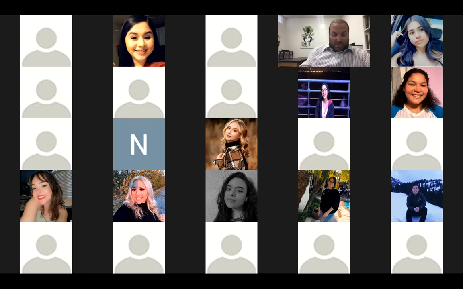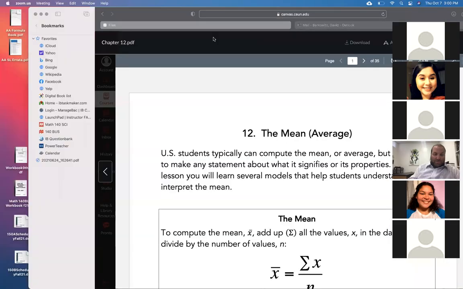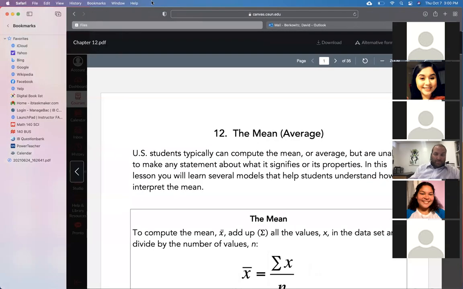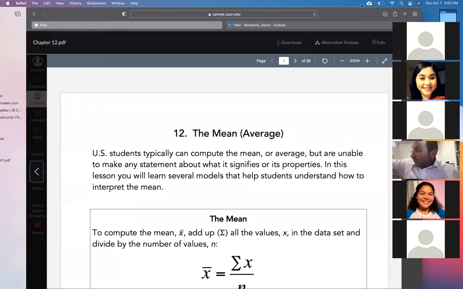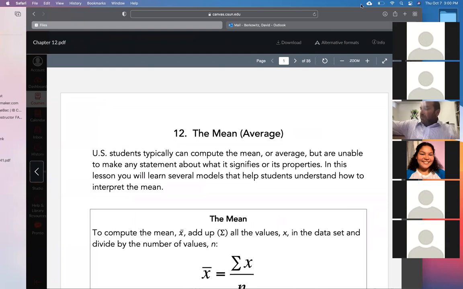Okay, so let's go ahead and start, because we're here, chapter 12, on the mean. So last chapter, we did a kind of average called the median. The median is a very important average, used in many situations, but it's not the one that is used most often out there in the world. The one that is used more often is the mean.